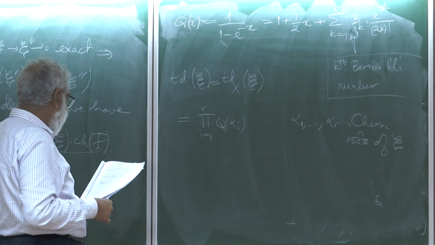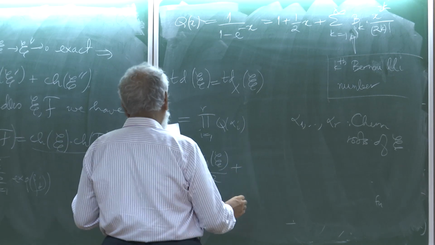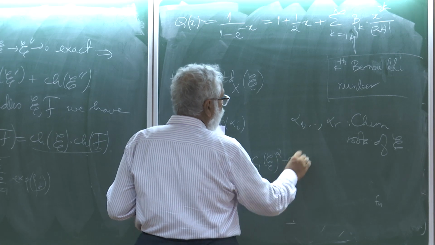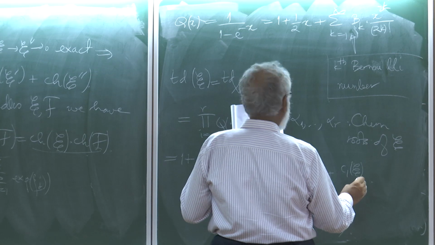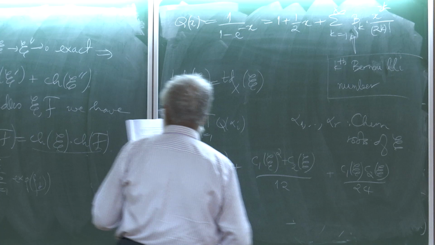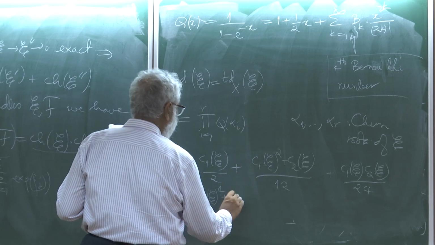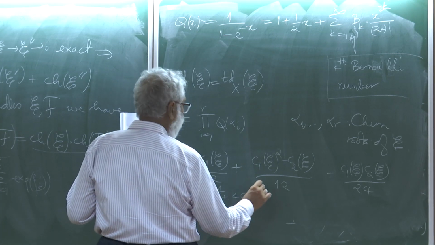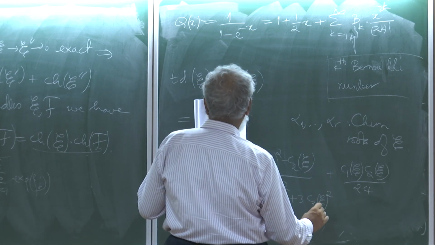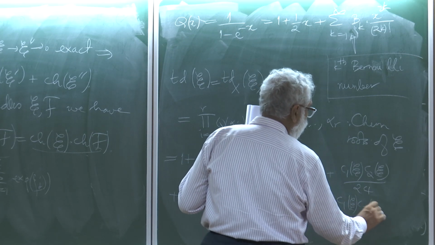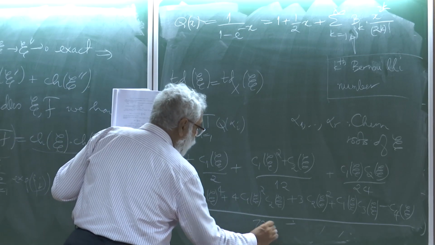Let me start writing out a few terms. It turns out to be, if you do all the calculations, 1 plus c1(E)/2 plus (c1(E)^2 plus c2(E))/12 plus c1(E)c2(E)/24 plus, and then more complicated, (minus c1(E)^4 plus 4 c1(E)^2 c2(E), there are typos in my notes, plus 3 c2(E)^2 plus c1(E)c3(E) minus c4(E)), the whole thing divided by 720, plus and so on.